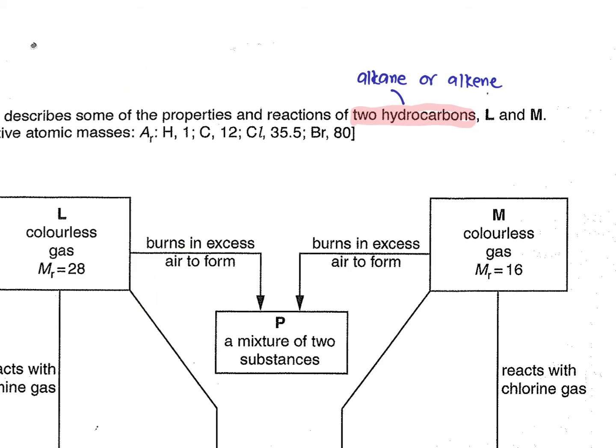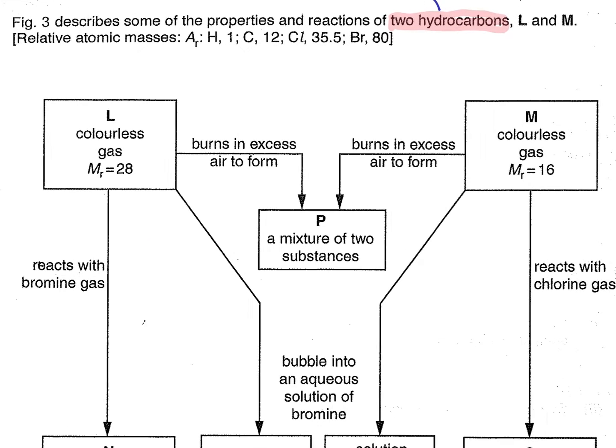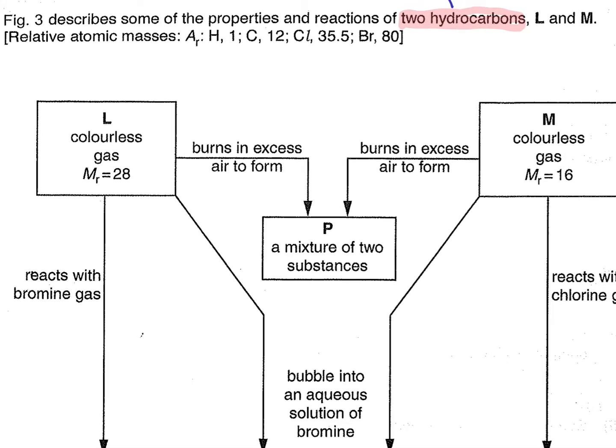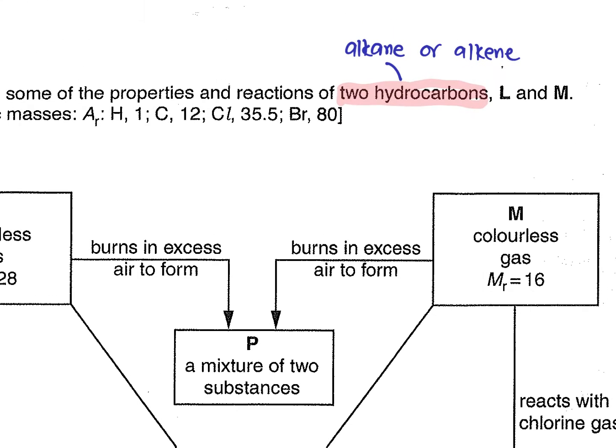If you move back to the flow chart, you are told that you are given two colorless gases, which are your hydrocarbons. One is your L, one is your M. The Mr value actually gives you a clue whether it is an alkane or an alkene. Why do I say that? Because the general formula for your alkane is CnH2n+2, but for your alkene, it's actually CnH2n.